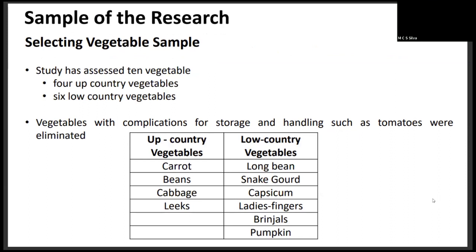For this research, I have taken 10 vegetables as samples, 4 upcountry vegetables and 6 low country vegetables. Vegetables that need special care in terms of storage and packaging were not considered for this research. As an example, I can mention tomatoes.